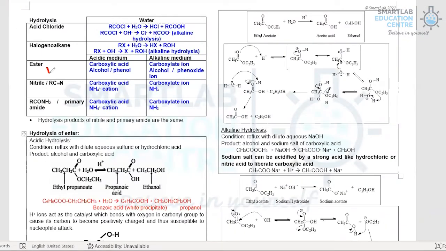So with that, let's take a look at some equation writing. Let's start off with ester. So in the acidic hydrolysis of ester, take note it's a reversible reaction, and H plus is right at the top because it's a catalyst.